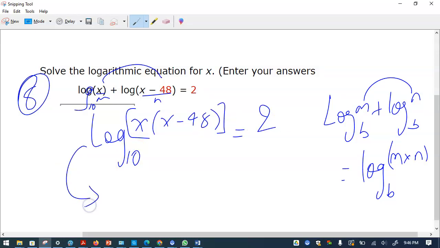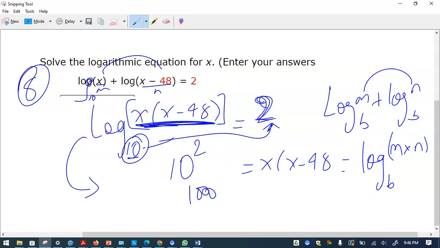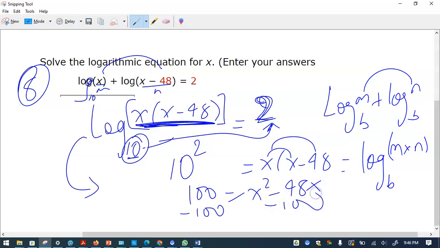And I want to change this log to the exponential form. So the input becomes the output, and the output becomes the input. The base is 10, so 10 squared. So this base, this 10, pushes this 2 up. So you get 100 equals, use the distributive property, x squared minus 48x, and subtract 100, and then you get a quadratic equation: x squared minus 48x minus 100.